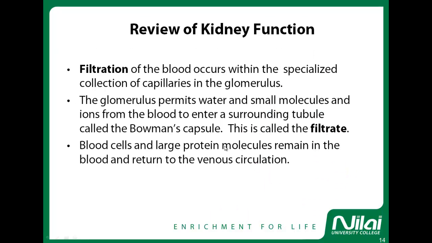Filtration of the blood occurs between the specialized collection of capillaries in the glomerulus. The glomerulus filters small molecules and ions from the blood into a surrounding tubule called the Bowman's capsule. This is called the filtrate. Blood cells and large protein molecules remain in the blood and return to the venous circulation.